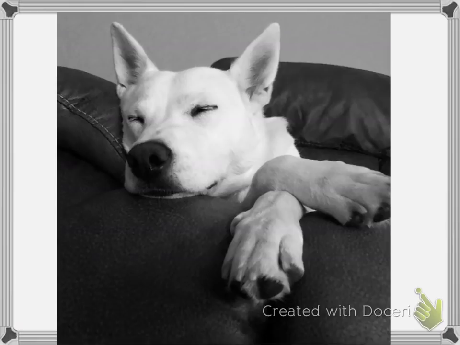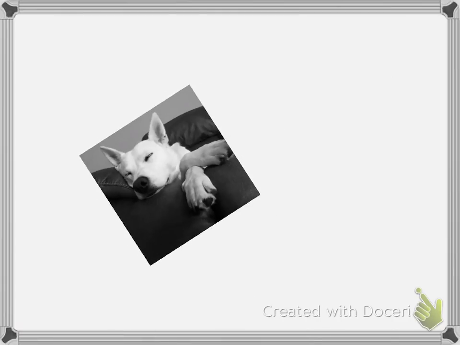So this is my dog Sailor, and we're going to use Sailor to help us solve the next problem. I'll just leave her picture up here because she's so cute.